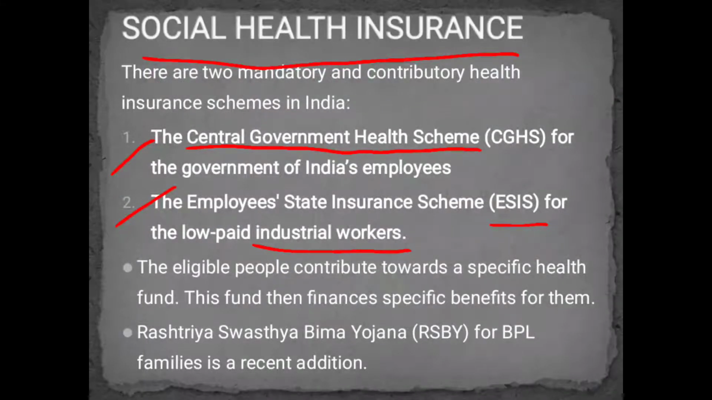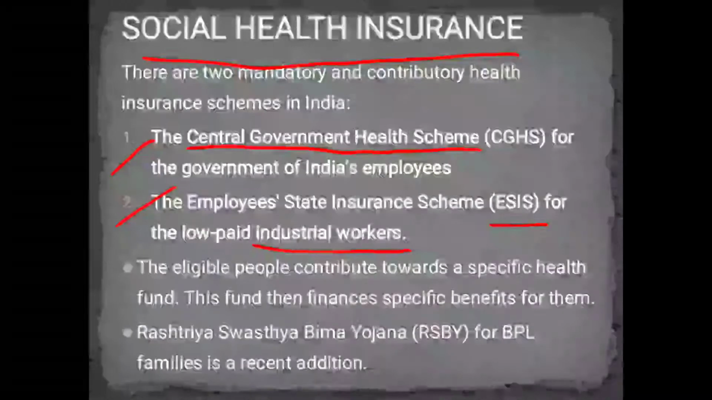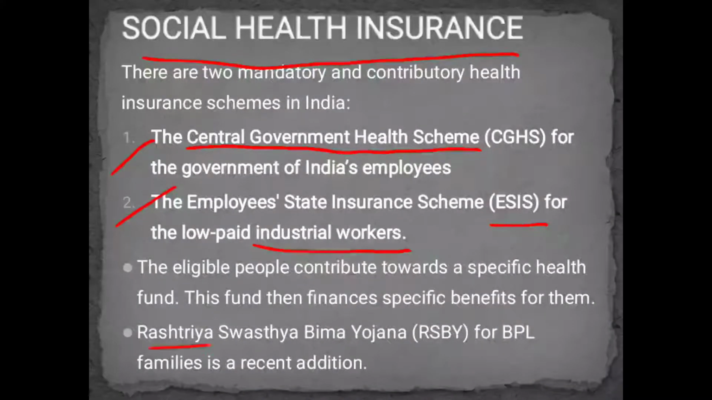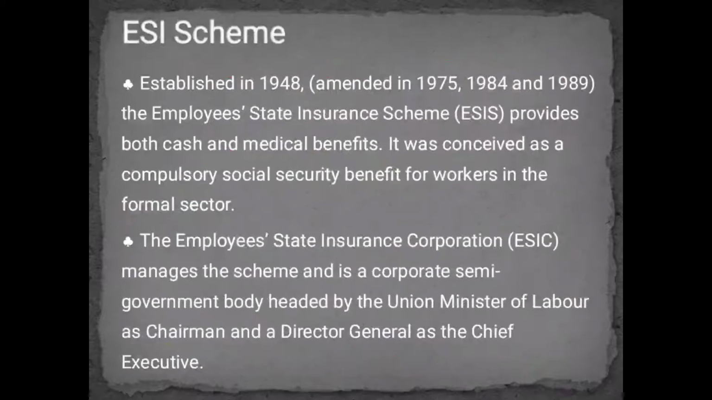Then there is another scheme, Rashtriya Swasthya Bima Yojana for BPL families, which is a recent addition. This is another social health scheme. This is not for everybody. So RSBY is only for BPL families. This is a recent addition in social health insurance. But mainly we have to deal with CGHS and ESI. Now let's deal with the concept of ESI, Employee State Insurance.